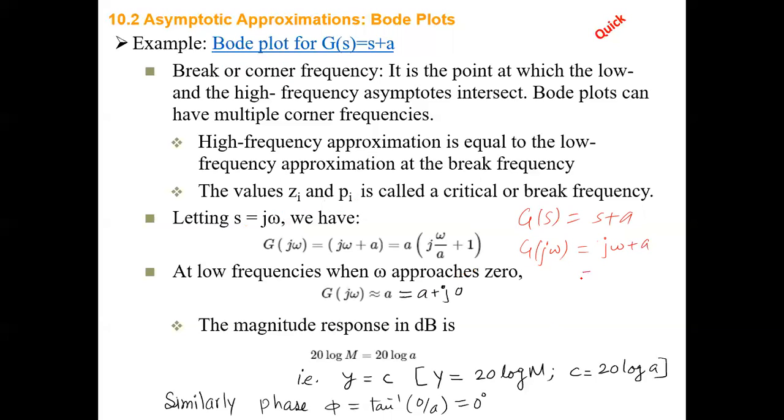I want to rewrite this. Can I write it like this, a and a? So this a factors out. So what do you get? a times (j omega over a plus 1).